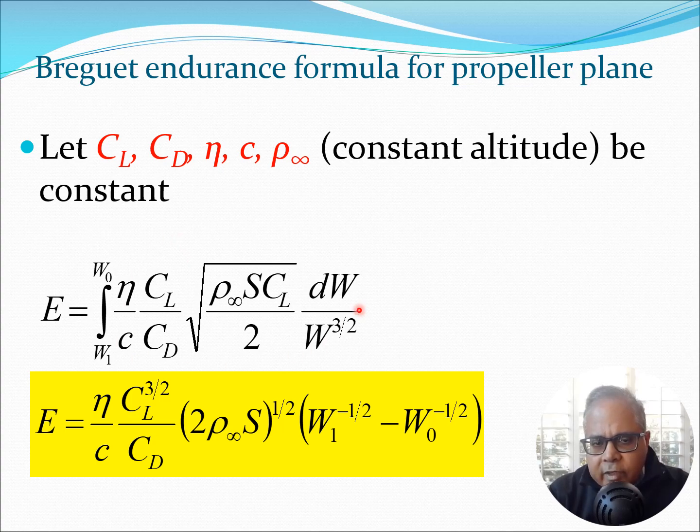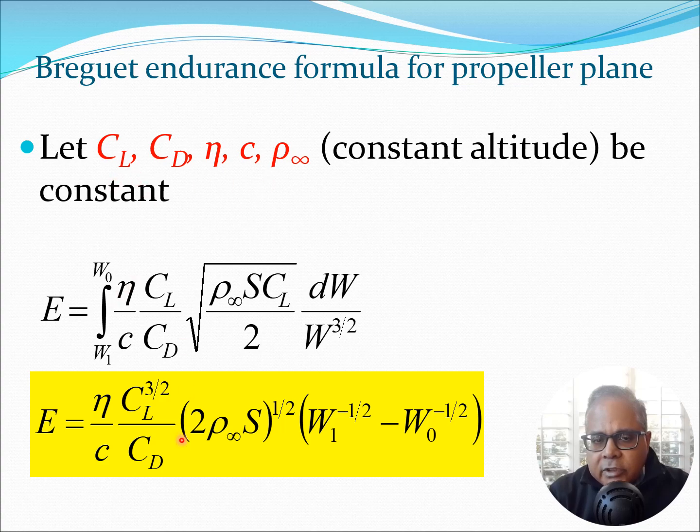So now we can actually calculate this integral if we had all the variations of this with weight, but to get a closed form solution we are going to presume that all these values are constant. So CL is constant, CD is constant, eta is constant, C is constant, and rho infinity is constant. So again, recall that C is the specific fuel consumption here, eta is the efficiency of the propeller.